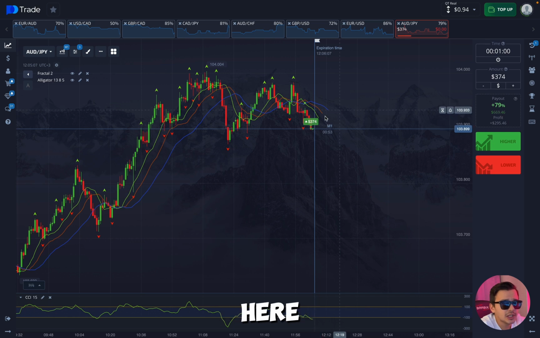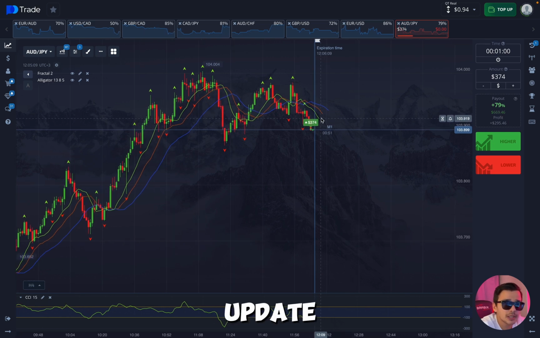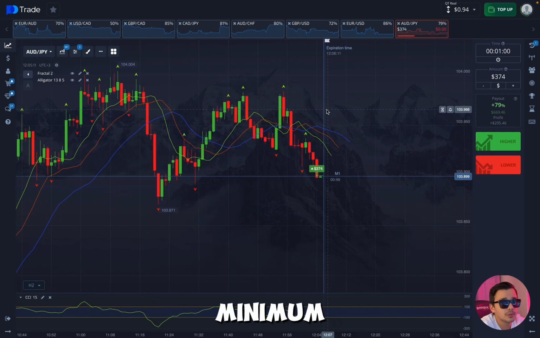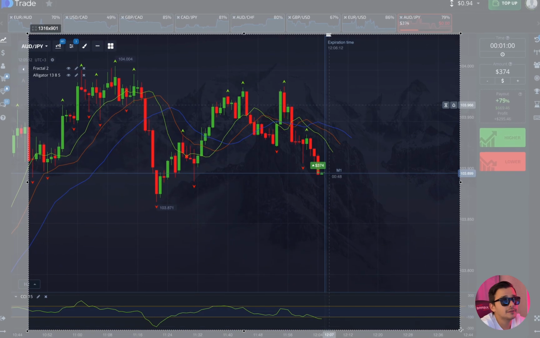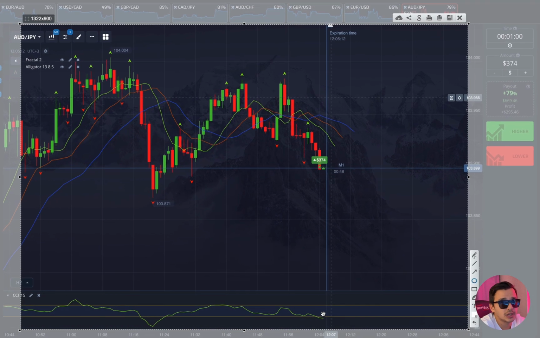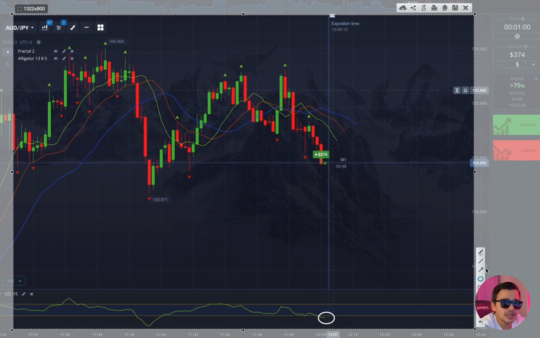And in general here I think there should be an update of a new local minimum. Also, the moving line of the oscillator is in the oversold area. There may be an exit.